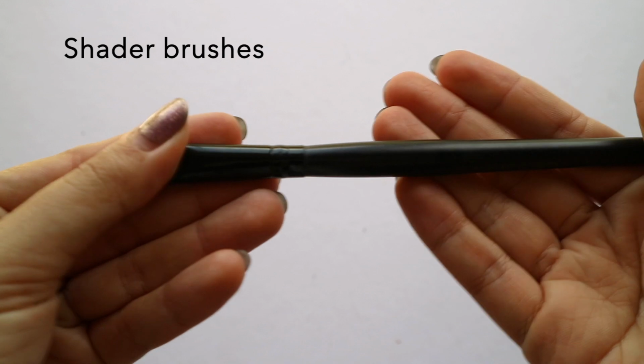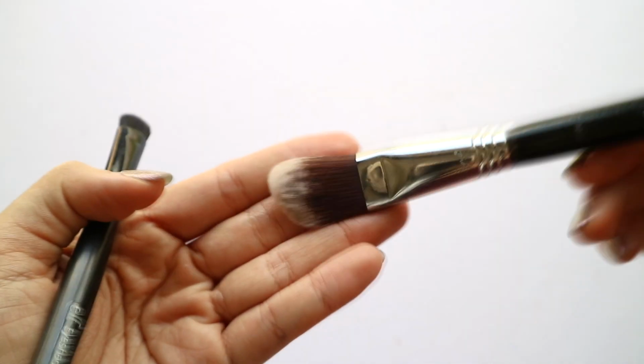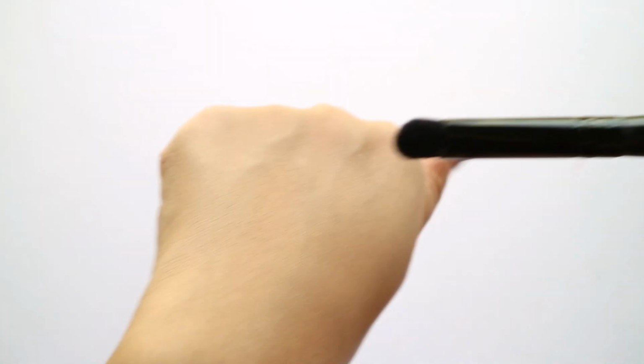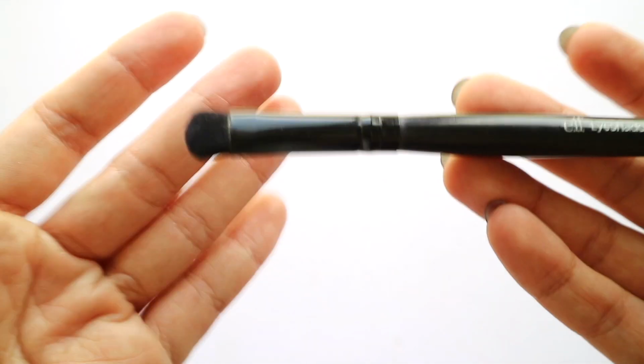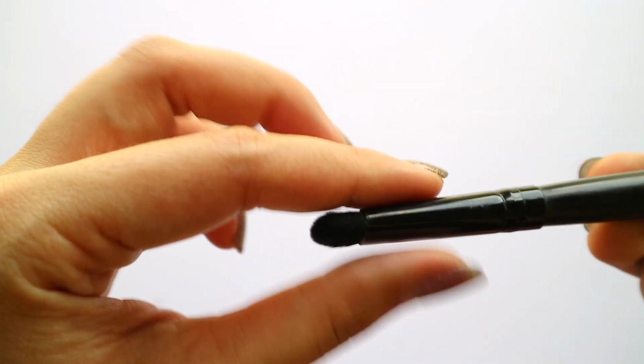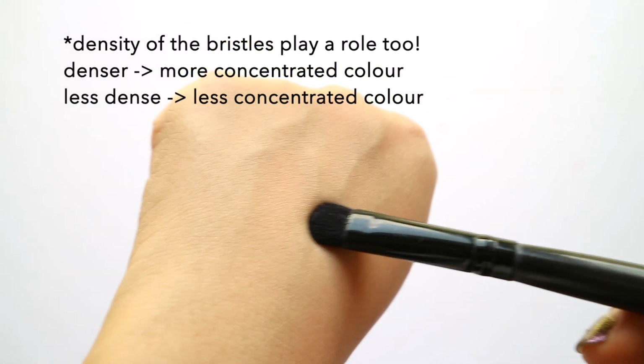Then we also have shader brushes. Shader brushes are kind of like the petal brush from the foundation. The main goal of these brushes is to apply the color. This is an e.l.f. eyeshadow C brush. I love this. It's only, I think, $3 USD, but it's very good. It's tapered here, but it's flat like that. So I dip it into my eyeshadow and I'll just put the color on my mobile eyelid.